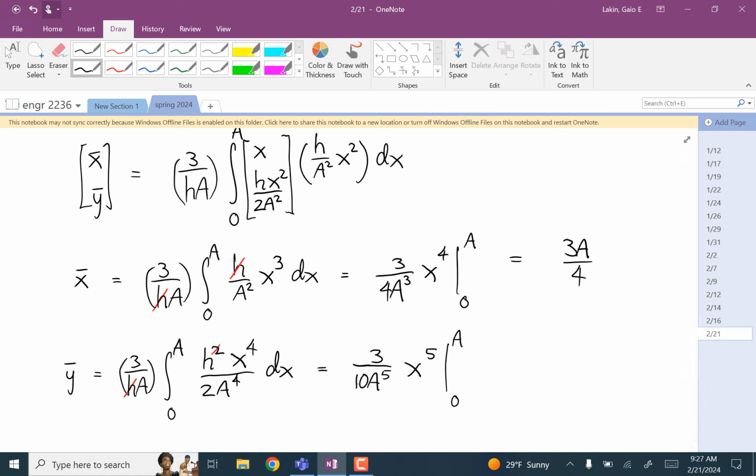I think you forgot one of the factors of h. Oh, okay. Thank you. So up here there's just a 3h. And so now you get, it looks like the x's, when you put a in there, it cancels the a to the fifth, and you get something like 3h over 10.